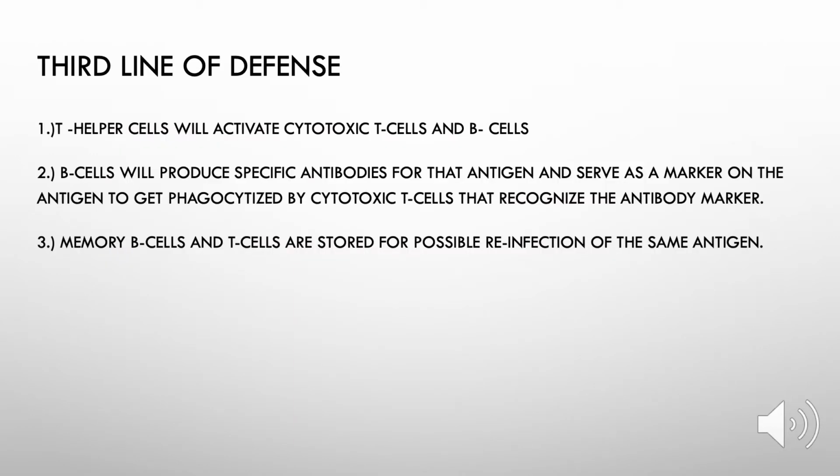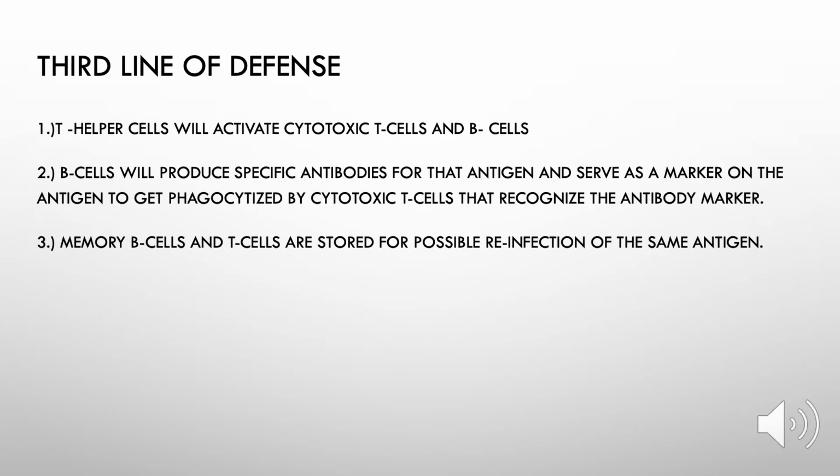The third line of defense includes adaptive lymphocytes and antibodies being produced specifically for the pathogenic bacterial cells. Specifically, T helper cells will activate cytotoxic T cells and B cells. B cells will produce specific antibodies for the antigen and serve as a marker on the antigen to get phagocytized by cytotoxic T cells that recognize the antibody marker.